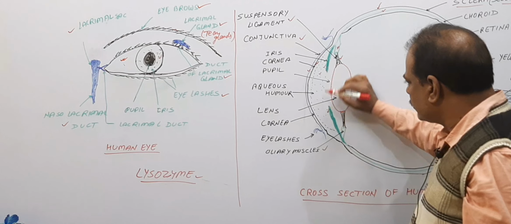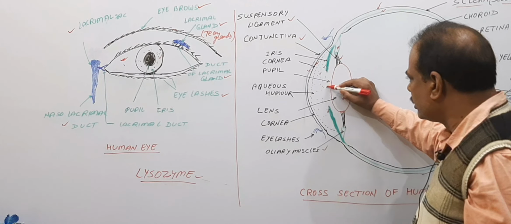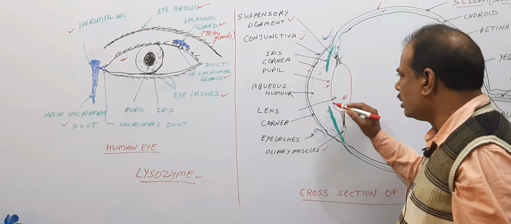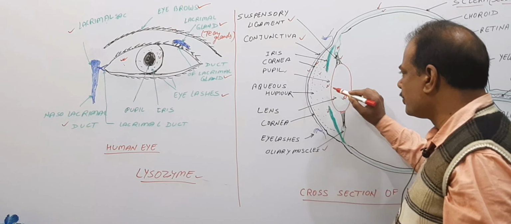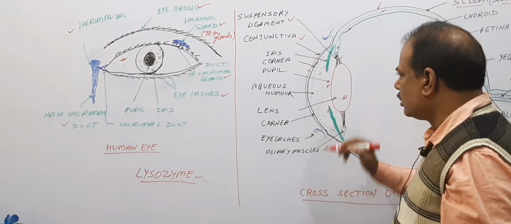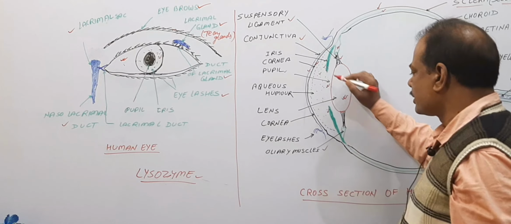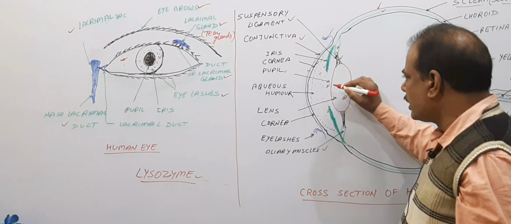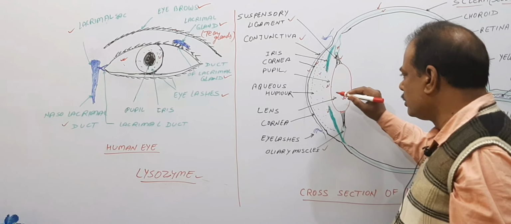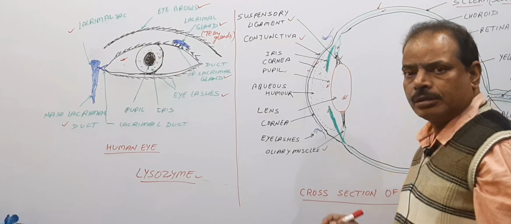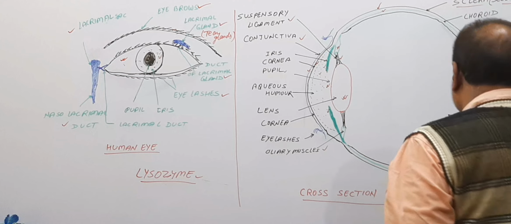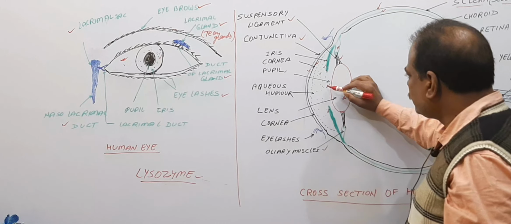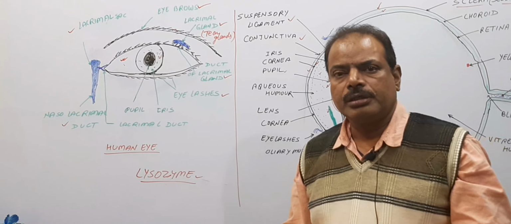Between the iris, this one, the window-like circular structure, is known as the pupil. So the pupil is present in between the iris. The iris surrounds the pupil, and the size of the pupil can be altered due to relaxation or contraction of the iris. The pupil helps in entering the light rays.